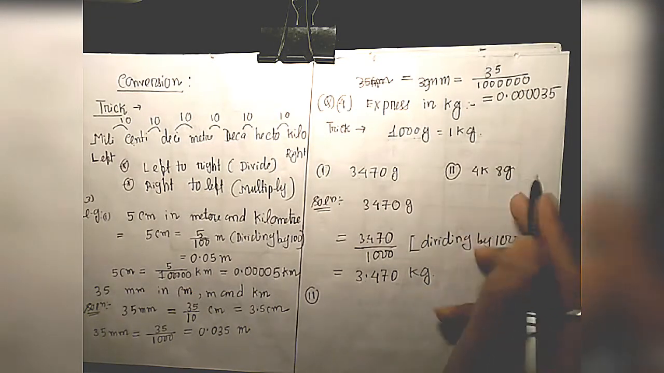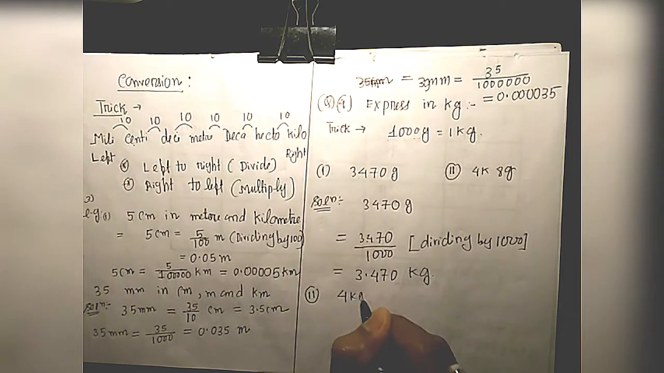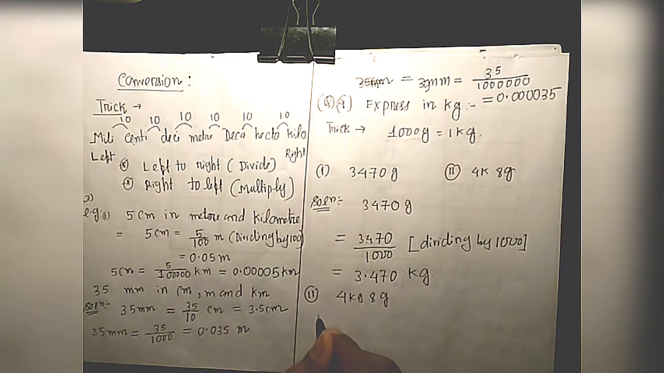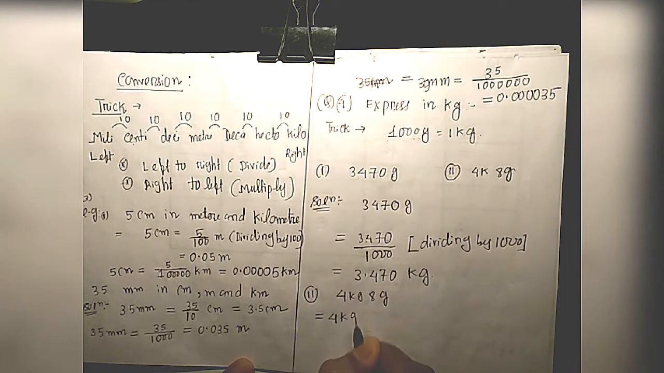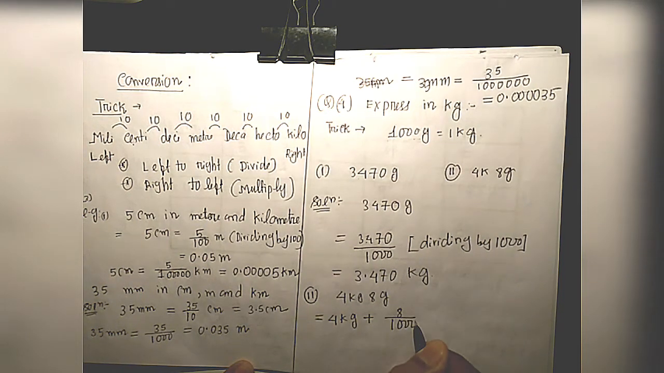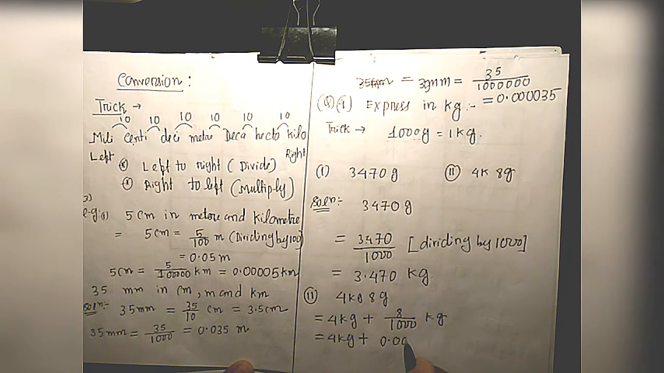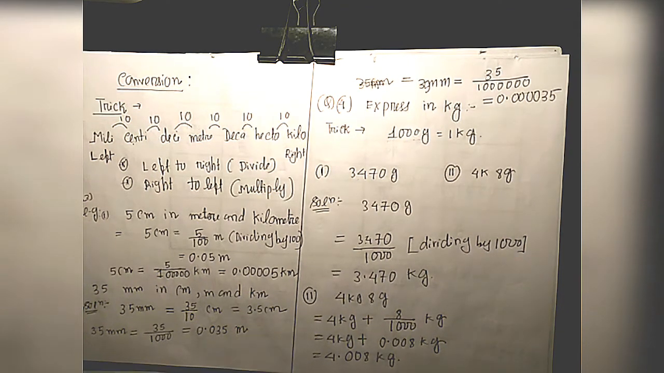So number 2, 4 kg 8 gram. So 4 kg will remain the same. 8 gram we need to convert into kg. So 8 gram to kg, 8 divided by 1000. When you convert from gram to kg, we should divide by 1000. So 4 kg plus 8 by 1000 means 0.008 kg. So 4 kg plus 0.008 kg should be 4.008 kg.